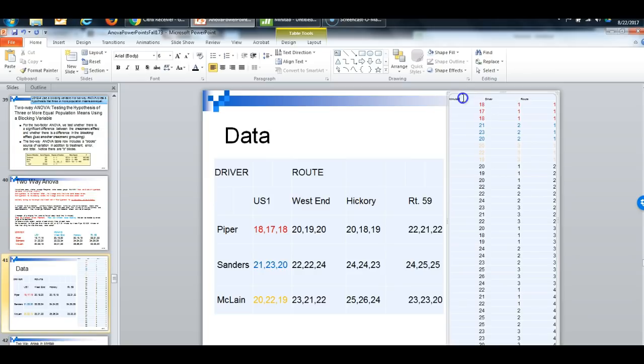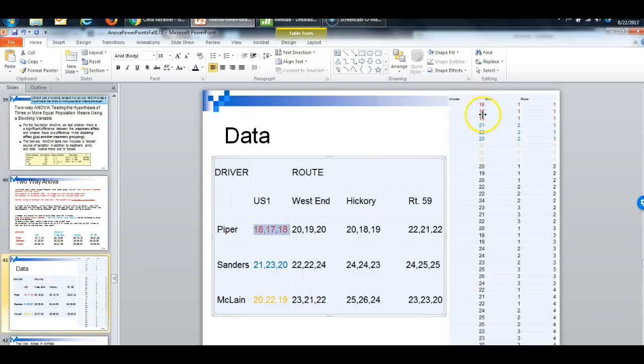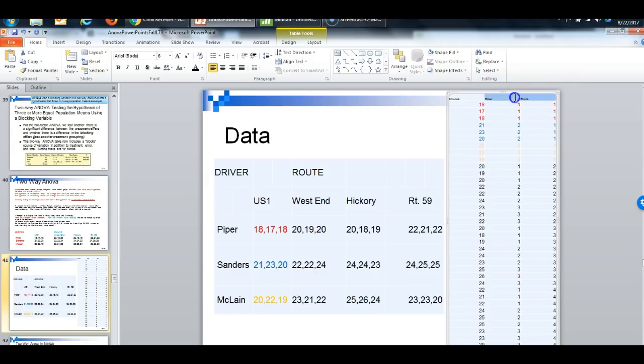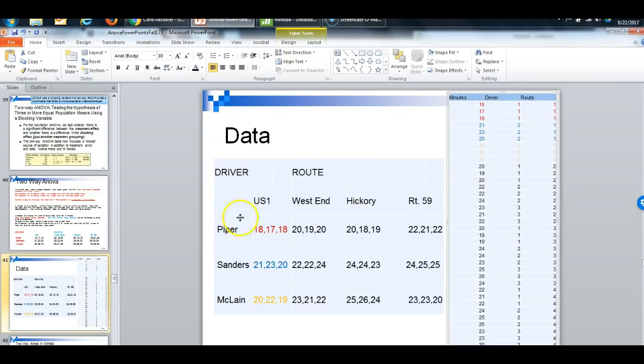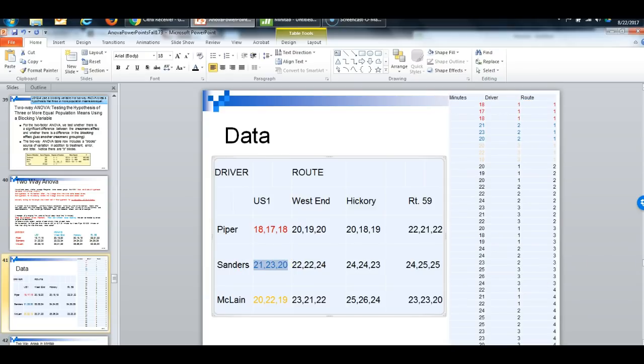So we're going to have minutes, which is the outcome measure. So the outcome measure is 18, 17, 18. And the next one, we're going to identify it by either the driver or the route. Does everybody have binoculars so that they can see these? It's really small. All right, so we've got minutes, and then we've got driver 1 and route 1. So this is going to be route 1, driver 1. Now we're going to do driver 2. So next we're going to put in these data. Every single observation has to get put in under the route that they are and the driver that they are.